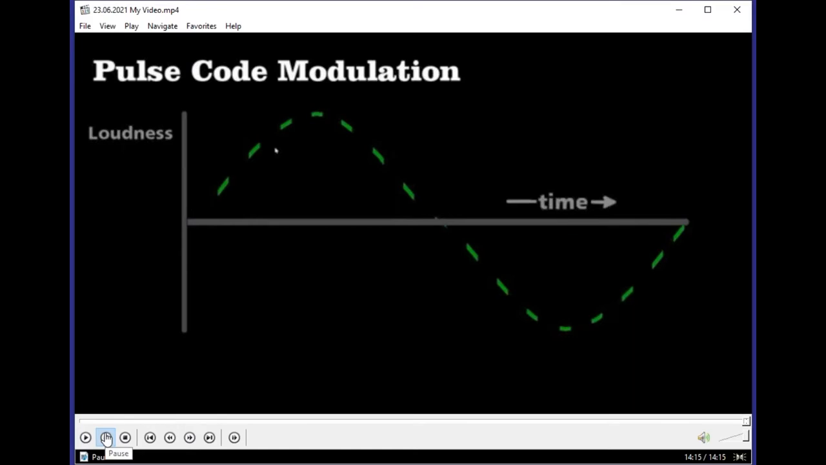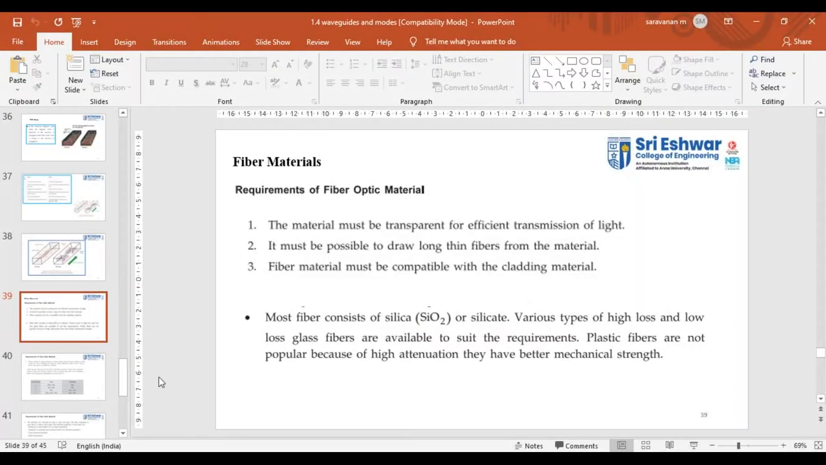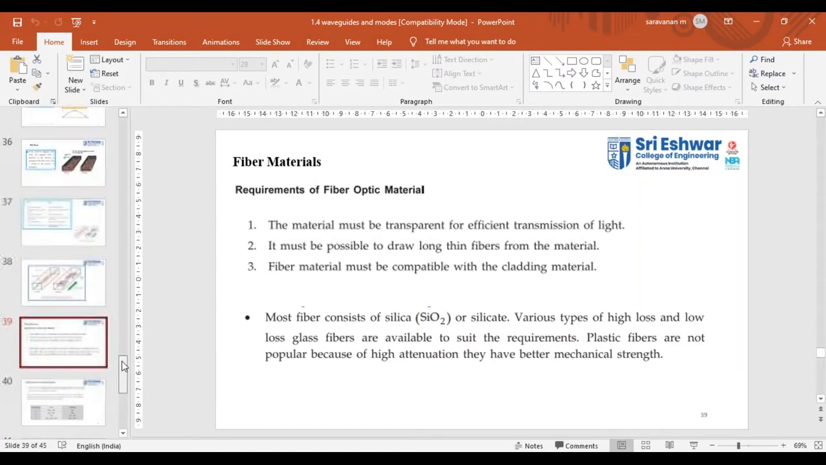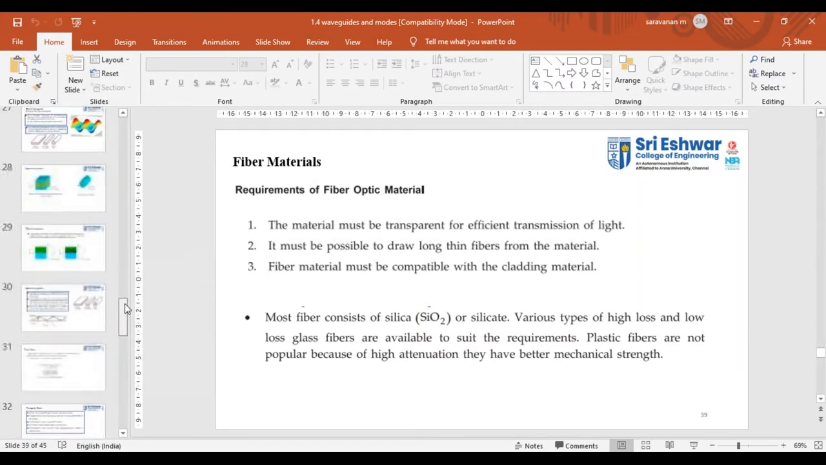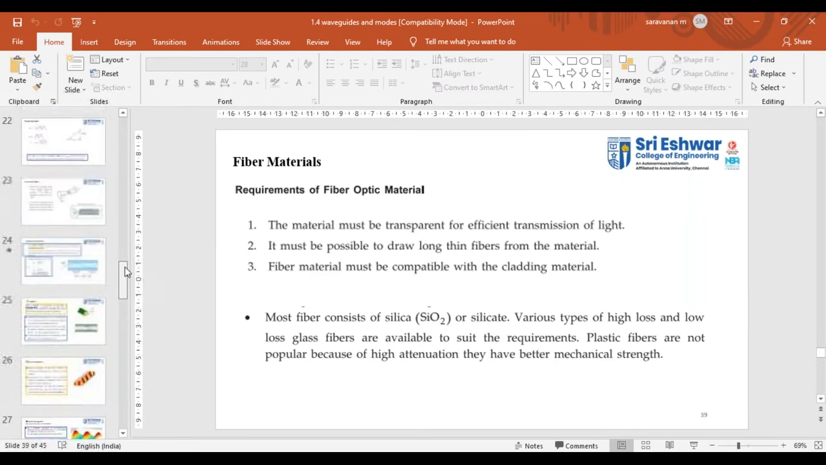The light point indicates the one, and the dark point indicates the zero. So fiber optic materials, we will continue in the next class. Kindly recall today's topic.